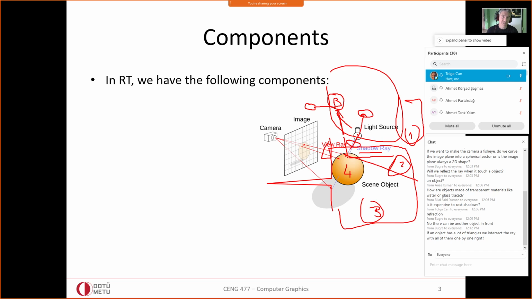So if your scene contains 100,000 triangles, without any indexing of your scene, you have to intersect your single ray with 100,000 triangles one by one. That's why the basic algorithm is very time consuming. This is for a single ray. Intersect a single ray with 100,000 triangles, and you have 1 million such rays.